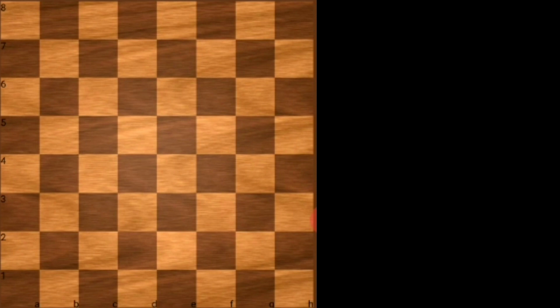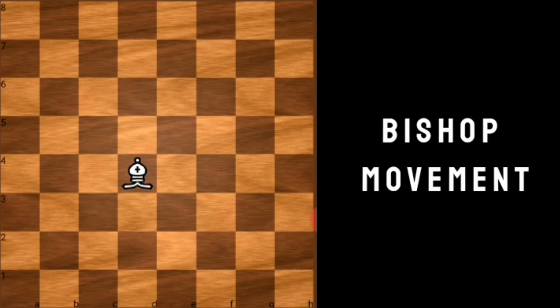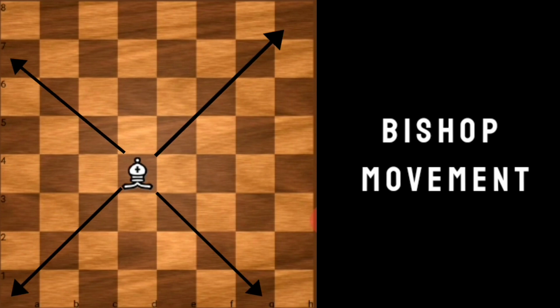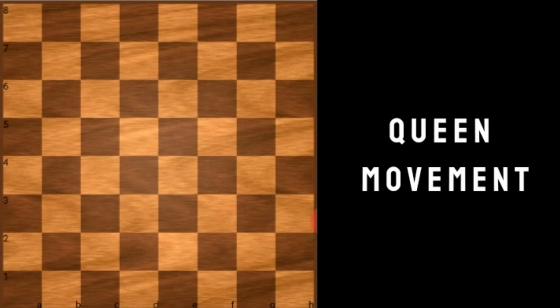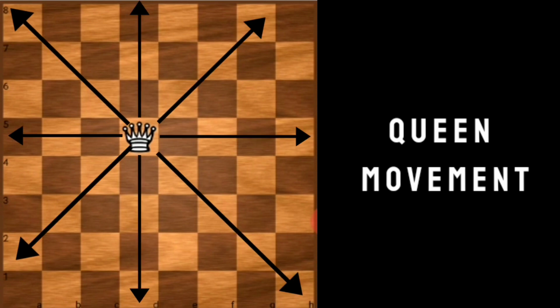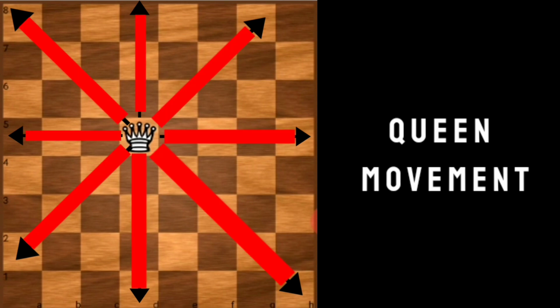The next piece we are going to discuss is the bishop. The bishop can move diagonally any number of squares, or in an X pattern like this. Now let's move on to the queen. The queen is the most powerful piece on the chessboard because it can move both like a rook and a bishop, which means it can move through file, rank and diagonal. From this position, the queen can move to any square highlighted in red.